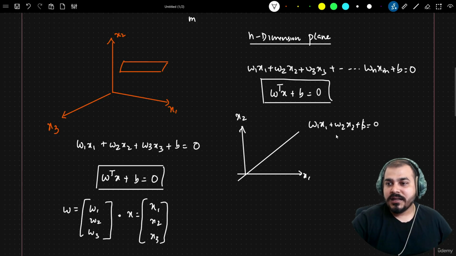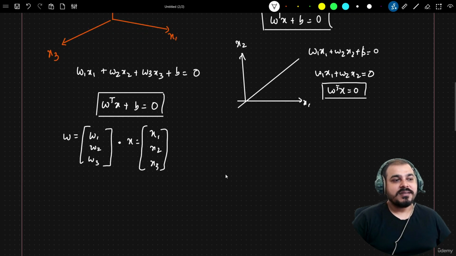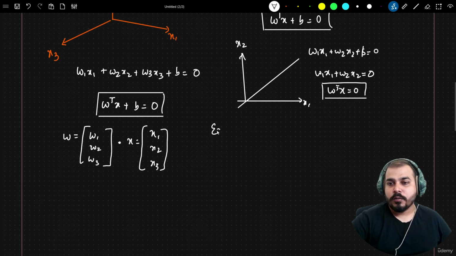b basically means, in this case, if my x1 and x2 are 0 over here, let's say in this particular case both are 0, right? Now in this case, what will happen? This line is passing through the origin. So in short, b will also be equal to 0. Whenever there is a straight line that passes through the origin, I can represent this as w1x1 plus w2x2 is equal to 0, which is nothing but w transpose x is equal to 0. So the equation of a straight line passing through the origin will have this particular equation.